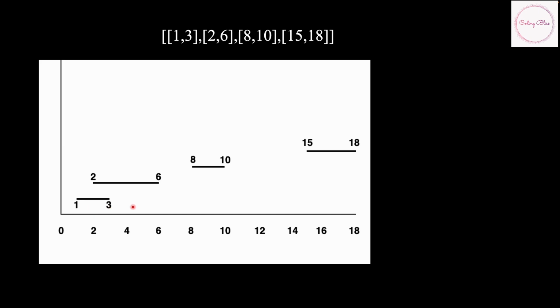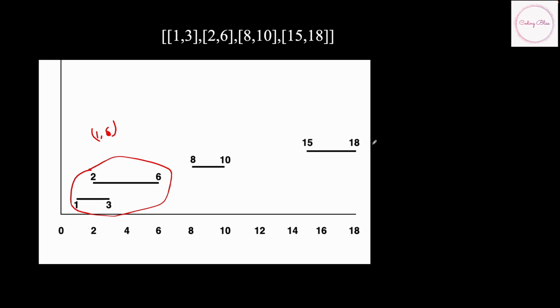The moment we draw this on a number line, we can very clearly see which are overlapping. You can see these two are overlapping. When they overlap, we have to merge them and give it as a merged interval. So this will end up being 1 comma 6. That's the idea. Here 8 10 doesn't overlap with anyone else, so it remains as 8 10, and the other one remains as 15 18.